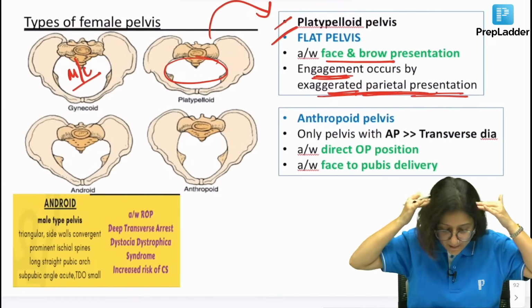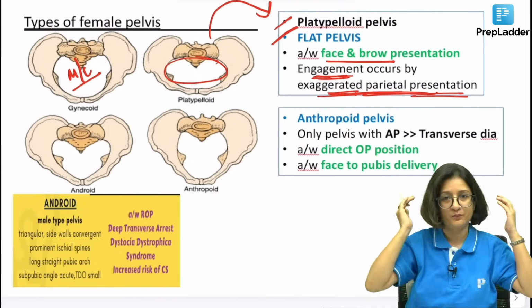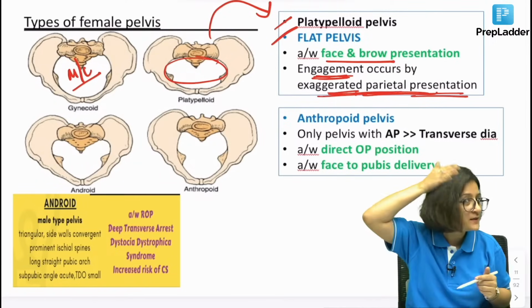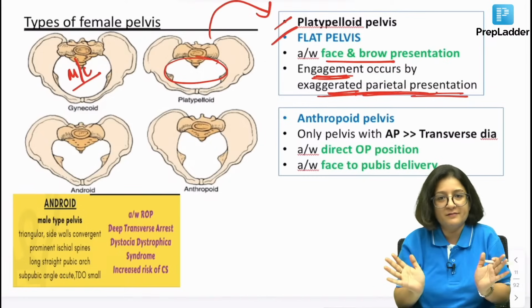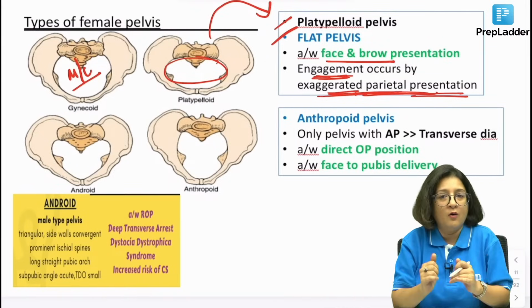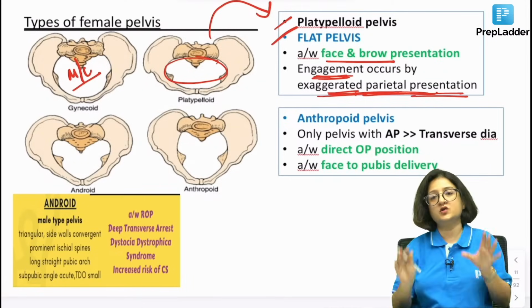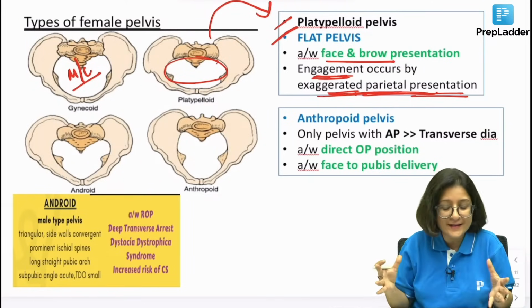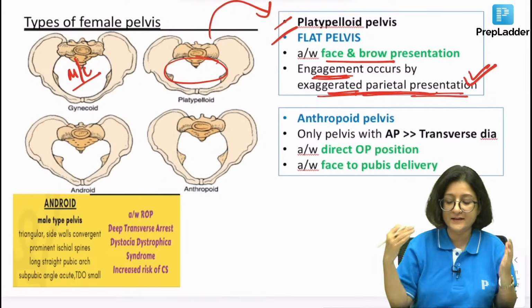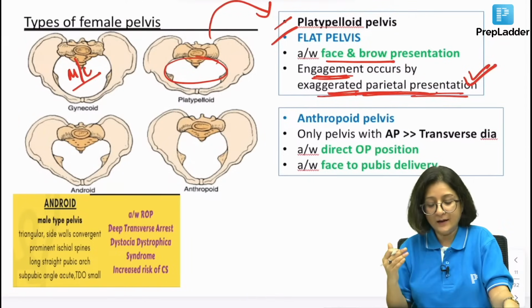Now the head enters the pelvis, instead of entering straight, it will tilt. So in parietal presentation, this parietal bone will tilt maybe to this side, maybe to this side, right? Whichever way it finds itself okay to do so, it will tilt, and then it is going to enter into the pelvis. So it is an exaggerated, excessive parietal presentation. That is how the head tends to engage in a flat pelvis.